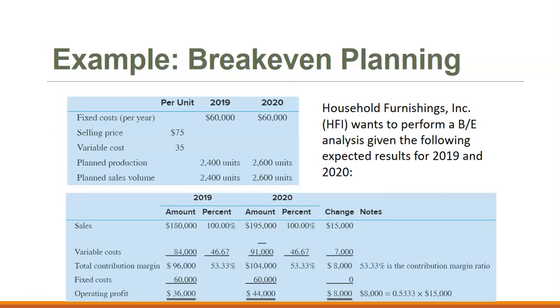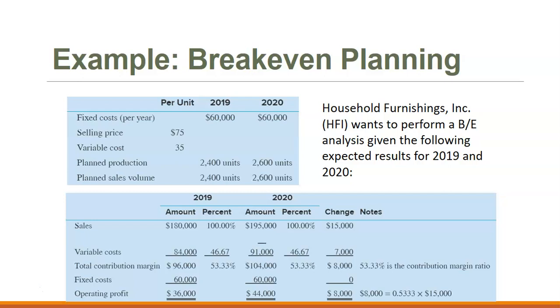Looking at this example, they want to perform a break-even analysis given their following expected results for 2019 and 2020. So we have projected fixed costs per year of $60,000 in 2019. We have a planned selling price of $75 per unit, variable cost of $35 per unit, planned production of 2,400 units.